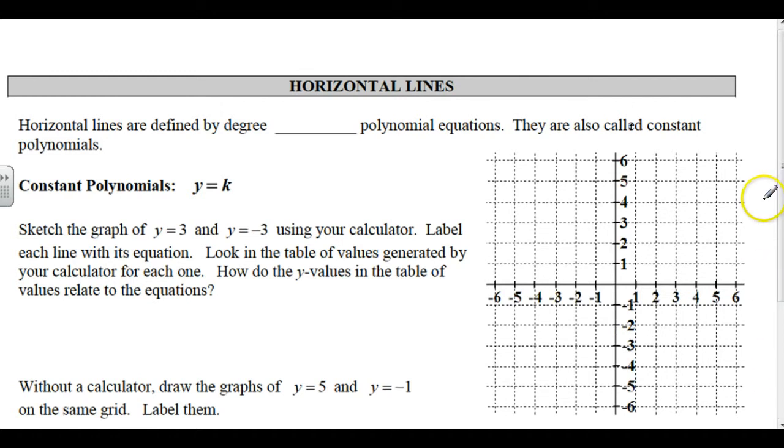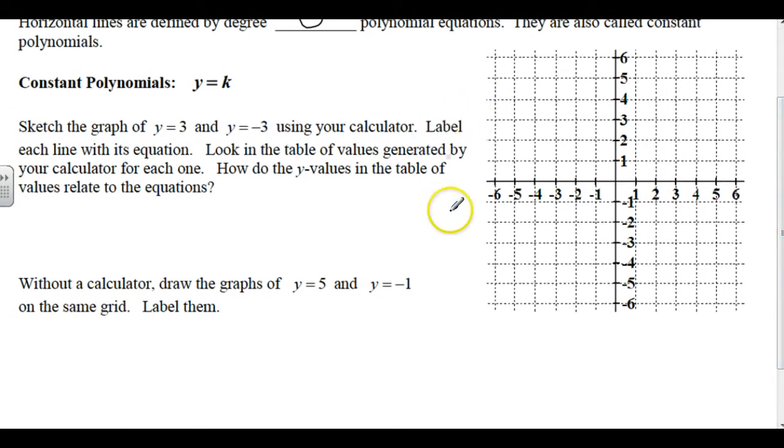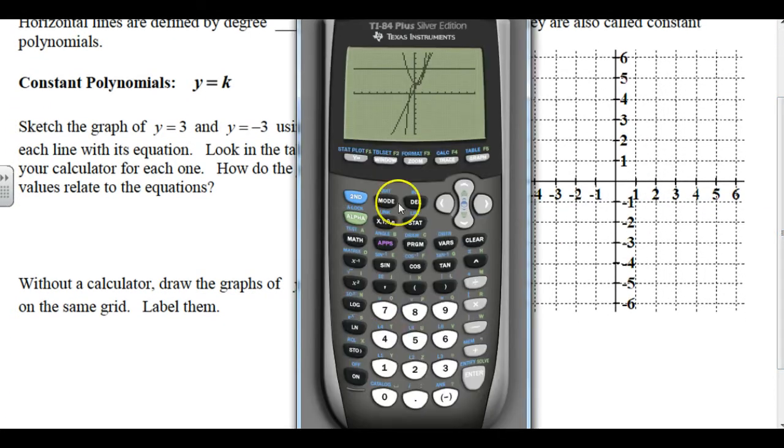Horizontal lines are defined by degree 0 polynomial equations. They're also called constant polynomials. They're of the form y equals k, where k is just a value, a constant. Sketch the graph of y equals 3 and y equals -3 using your calculator.